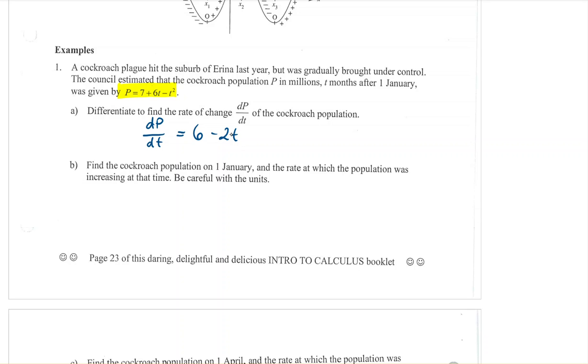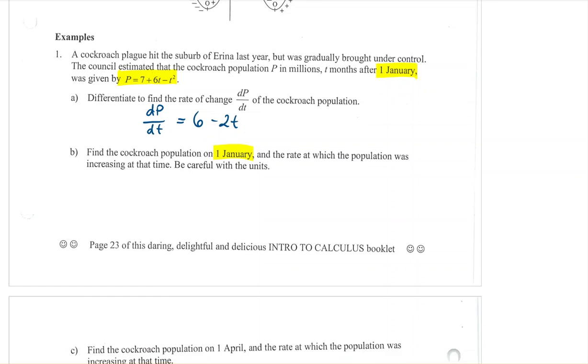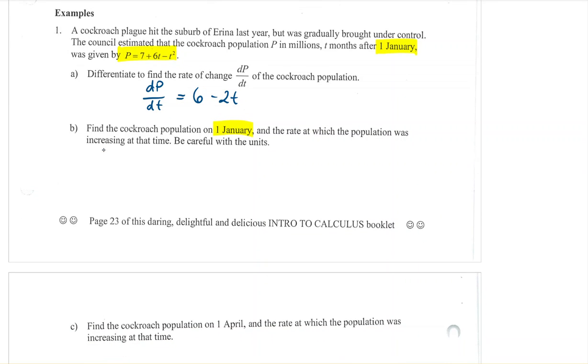Part B. Find the cockroach population on the 1st of January and the rate at which the population was increasing at that time. Be careful with the units, it says there. So first of all, notice the date. 1st of January, and up here, 1st of January. Okay, the 1st of January was the starting point of when this data has been calculated. Okay, so what we're doing there is we're subbing in when time, or t, is equal to 0.